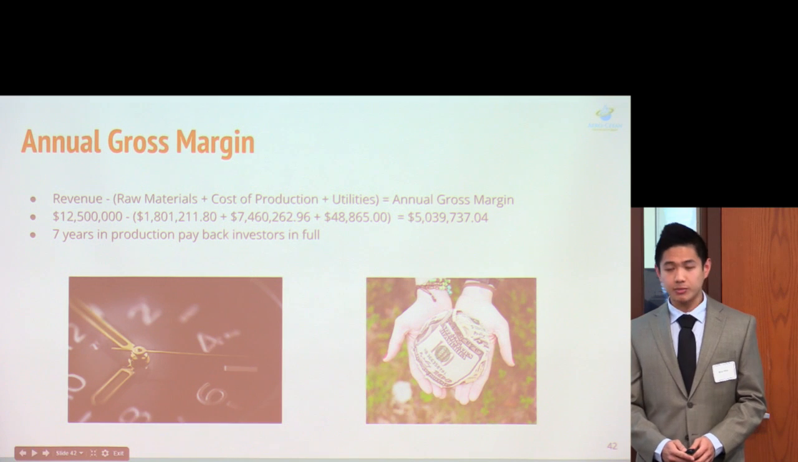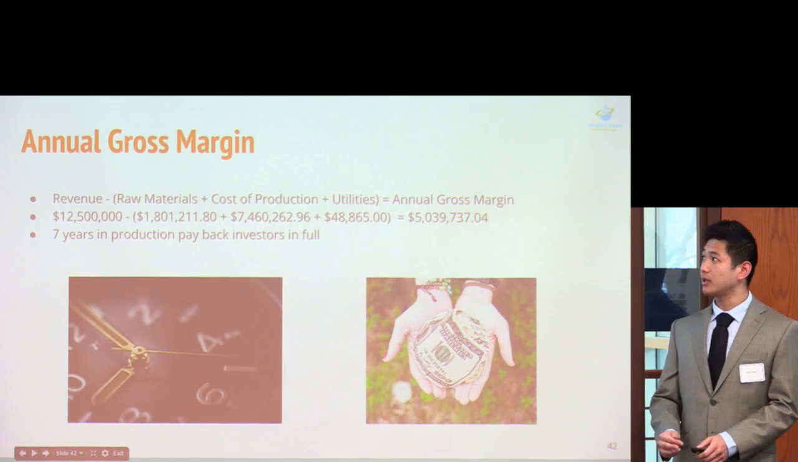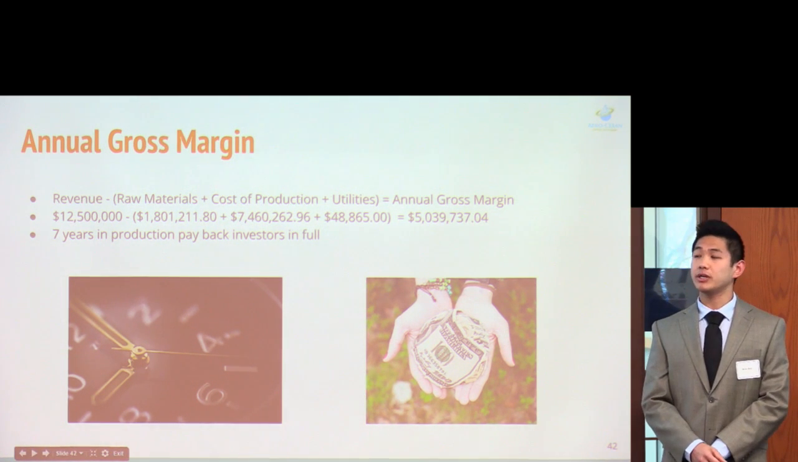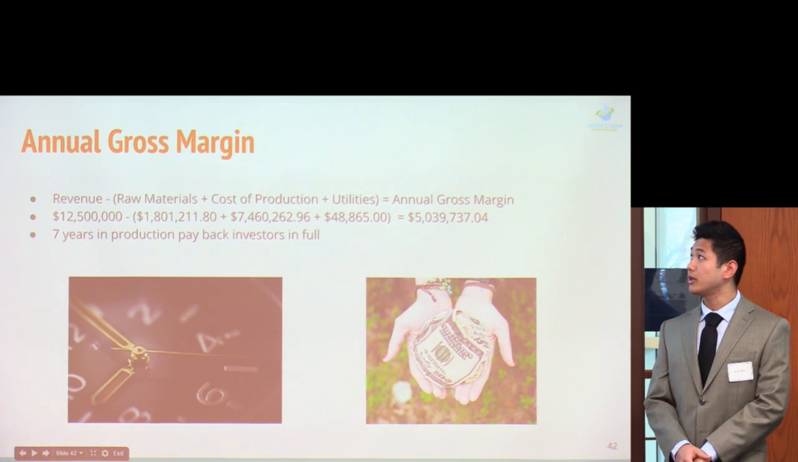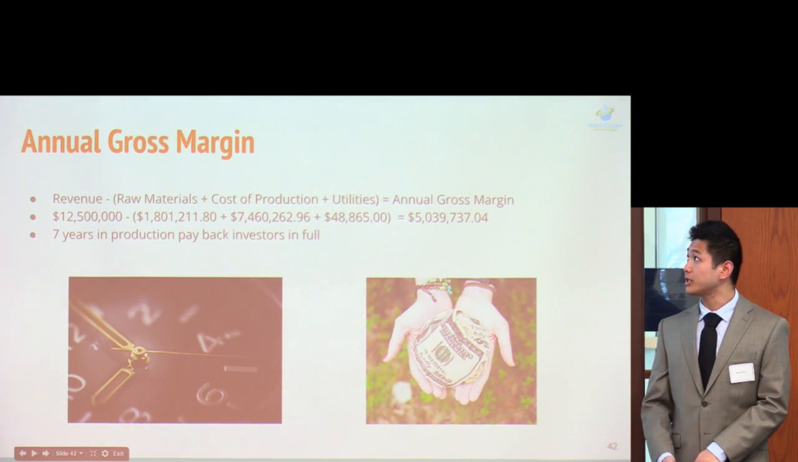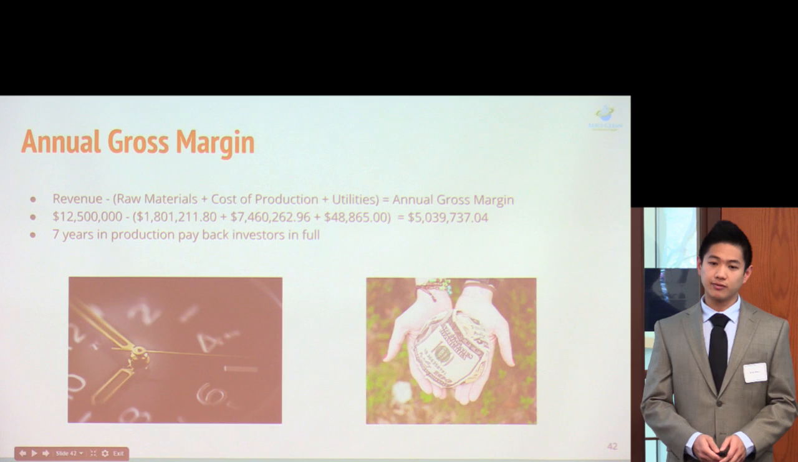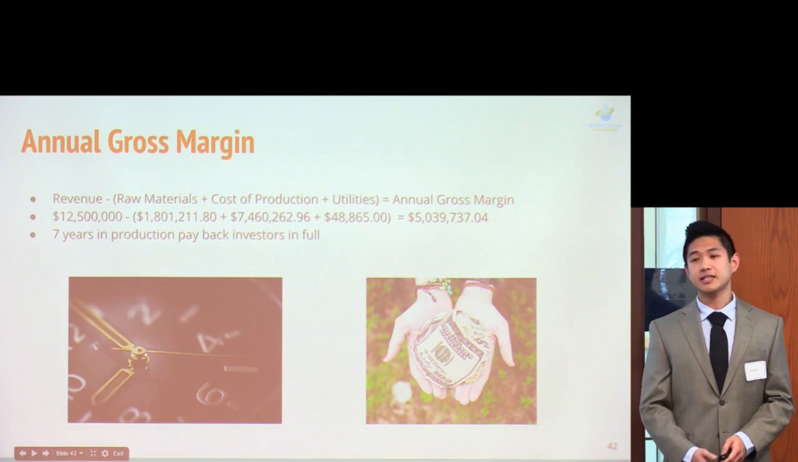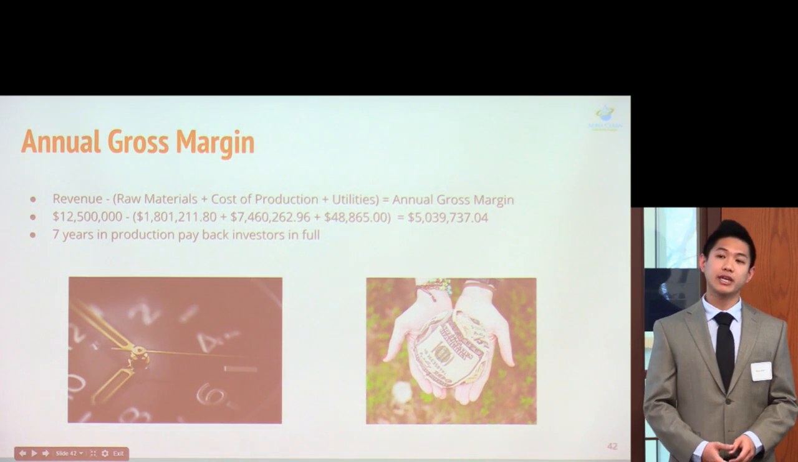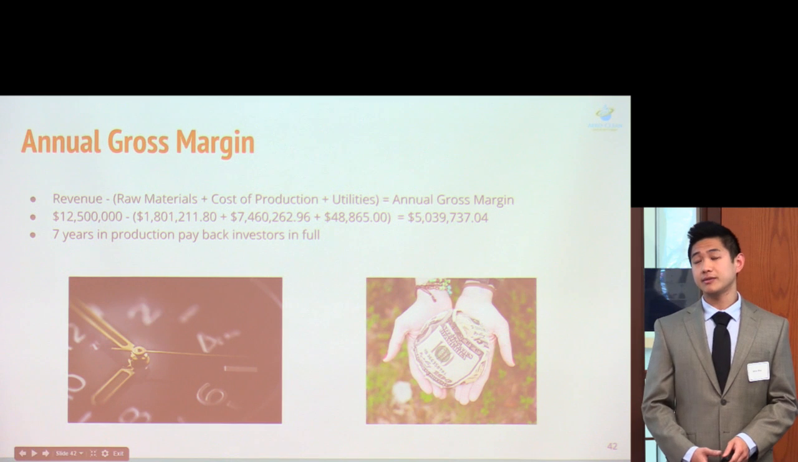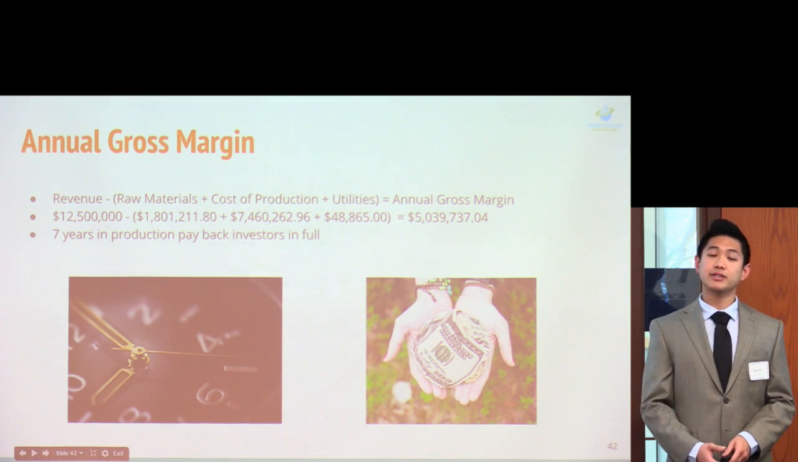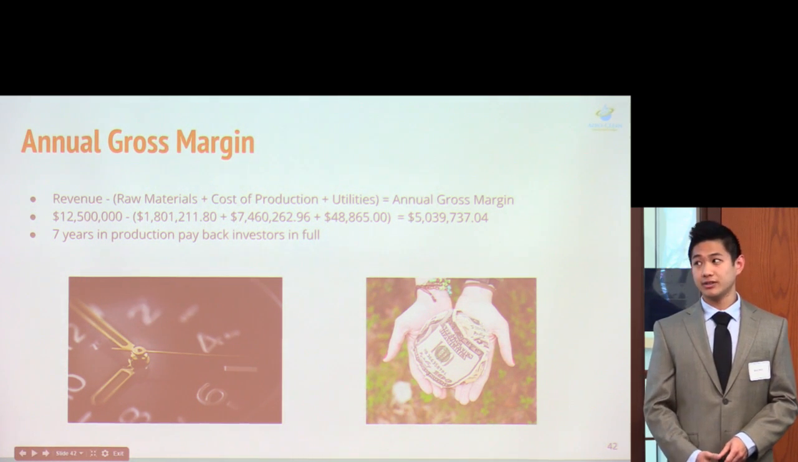So for our annual gross margin, we had to make some big assumptions. We assumed that our raw materials, cost of production, utilities, and raw materials would be constant over the next 7 years. If that's the case, we plan on bringing in $5 million annually. With an interest rate of 6%, we plan on paying back our investors in full within 7 years.